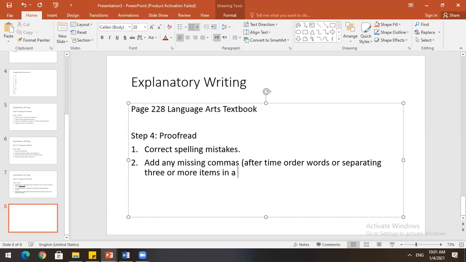So everything you said is correct, but these are the common mistakes that people make: forgetting to put commas after time order words, or when they're separating three or more items in a series. Okay, so my best friends are Omar, comma, Ade, comma, and Hannah, for example. Of course, I love you all, but these are the first three names at the top for me. Okay, correct problems.